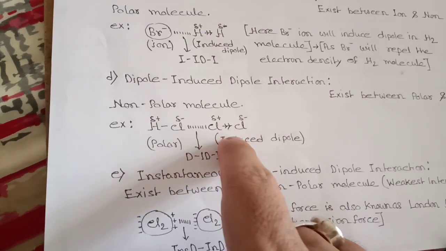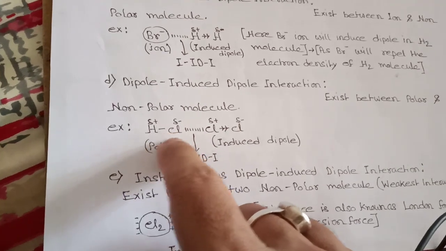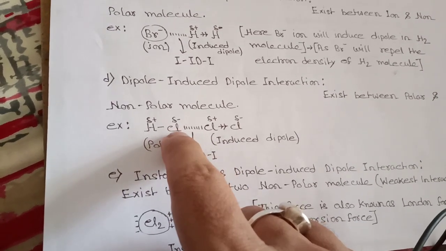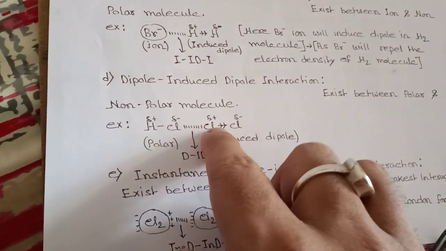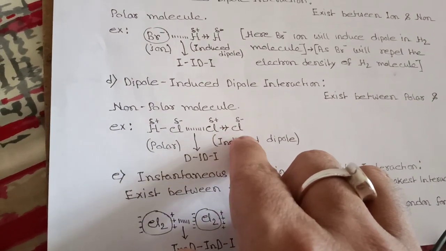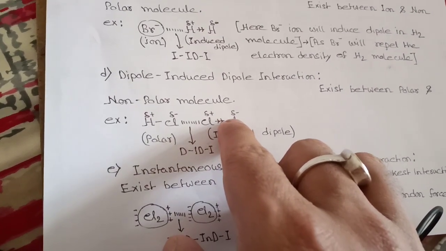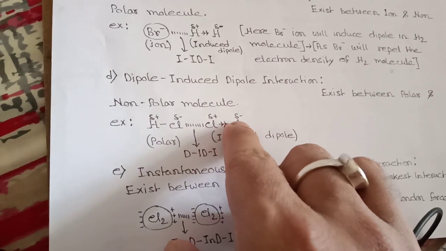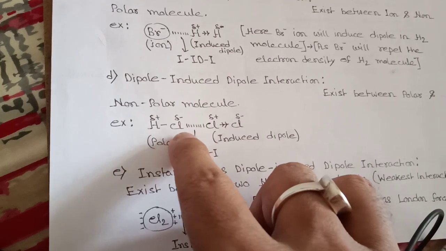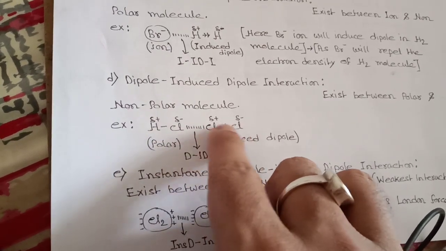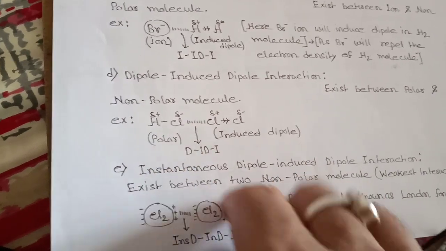This is a nonpolar molecule. But when this Cl repels the electron cloud of the Cl2 molecule, the electron present in this bond will go this side. So there will be generation of a partial negative charge on this Cl atom and a partial positive charge on this Cl atom. Now the interaction between this polar molecule and this induced dipole molecule will be called dipole-induced dipole interaction.